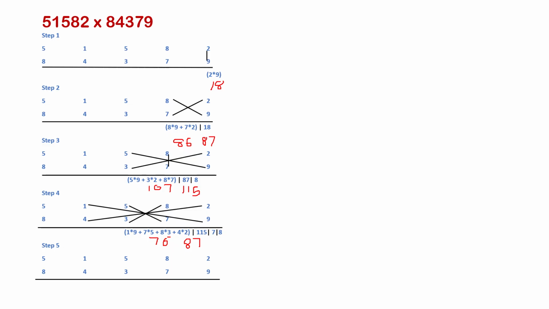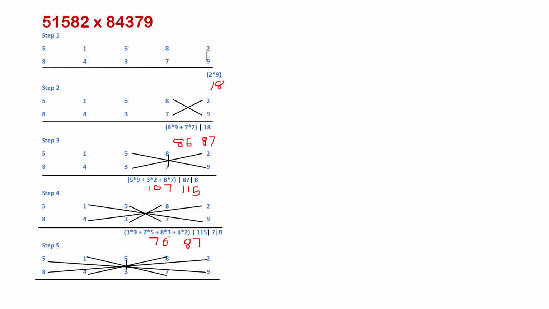See, for five digit multiplication, what I have to do? The first and the fifth digit of my number should be multiplied vertically. Sorry, first and the fifth digit should be multiplied crosswise. Second and the fourth digit should again be multiplied crosswise, and the middle digit, which is the third digit, should be multiplied vertically.